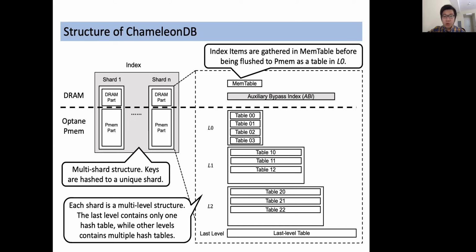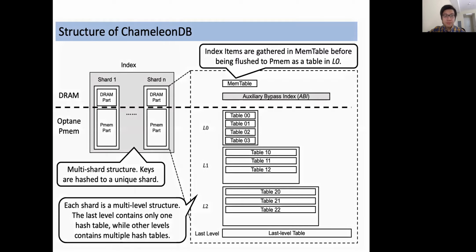Each shard holds only one table in its last level, while it holds multiple tables for other levels. Accordingly, we utilize size tier compaction in levels except the last level for a lower write amplification, and utilize level compaction in the last level for fewer sub-levels.